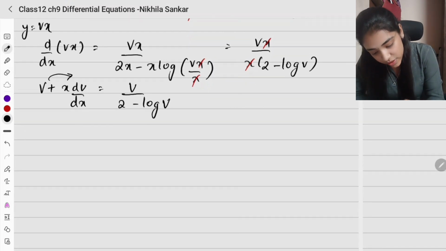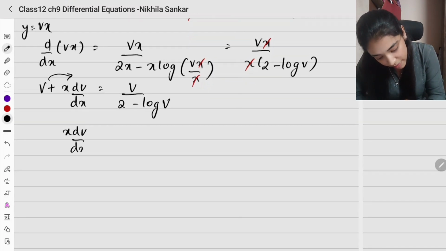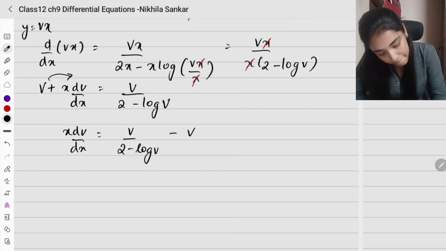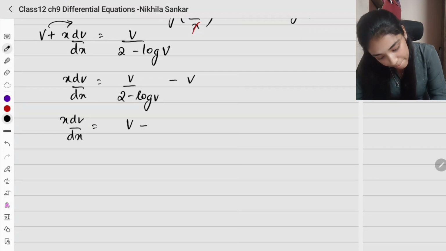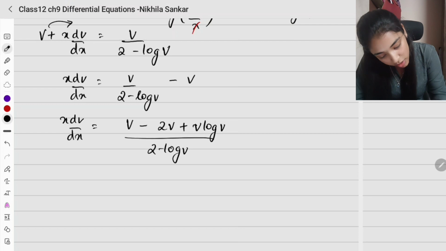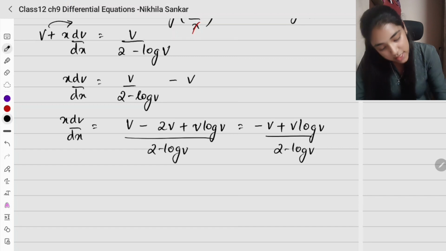Okay, now taking v to the other side, I have x dv by dx equals v by 2 minus log v minus v. Taking LCM on both sides, I have x dv by dx equals v minus 2v plus v log v, the whole divided by 2 minus log v. So this is nothing but minus v plus v log v, the whole divided by 2 minus log v.